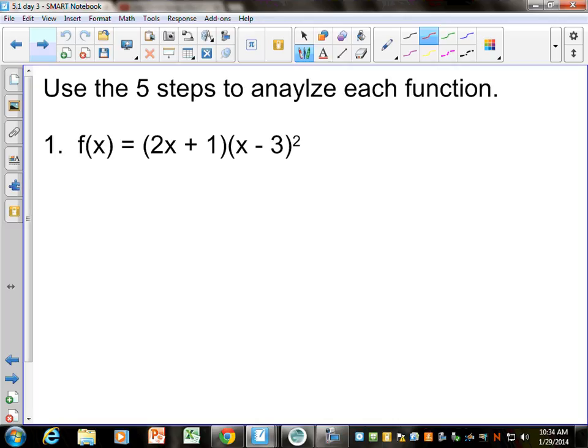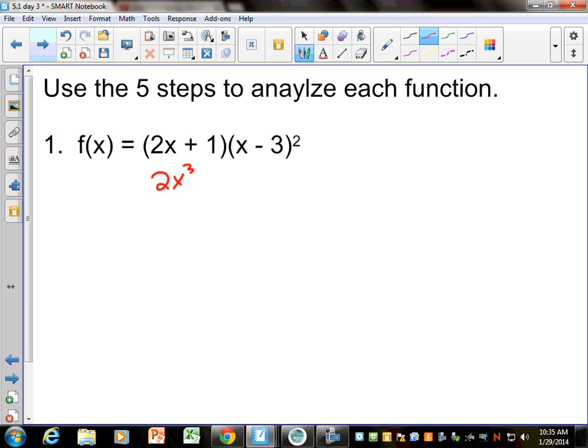Step 1, they said do the end behavior. What degree would this function be? 3, because this is x squared and this is x, so if I multiplied out the first term, it would be 2x to the third. So it would be odd, and it's positive.